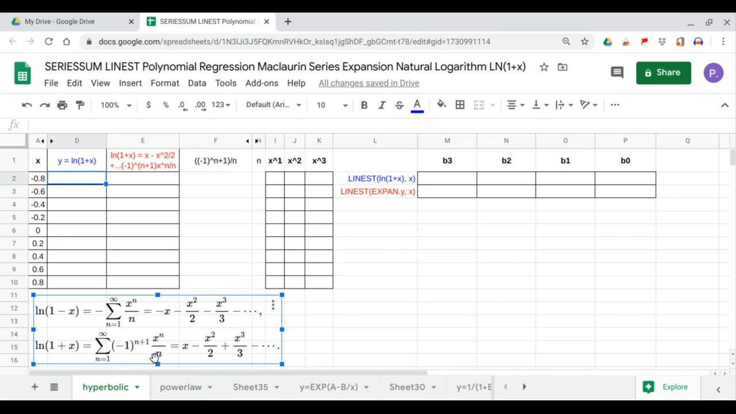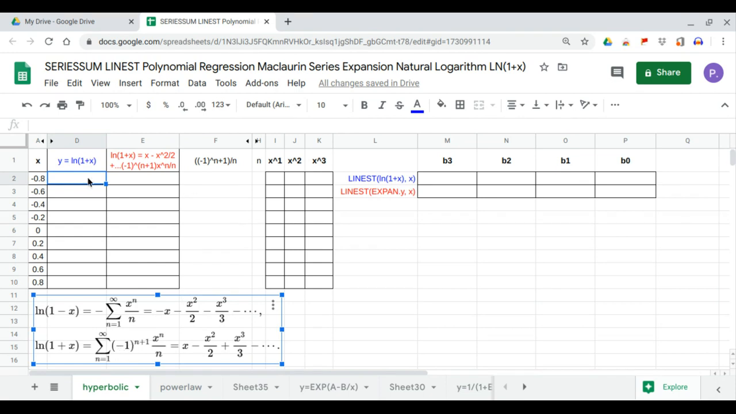In the series form, the expansion of this is x minus x squared over 2 plus x cubed over 3 minus x to the power 4 over 4 plus x to the fifth over 5. So we have alternating values of 1 and negative 1.